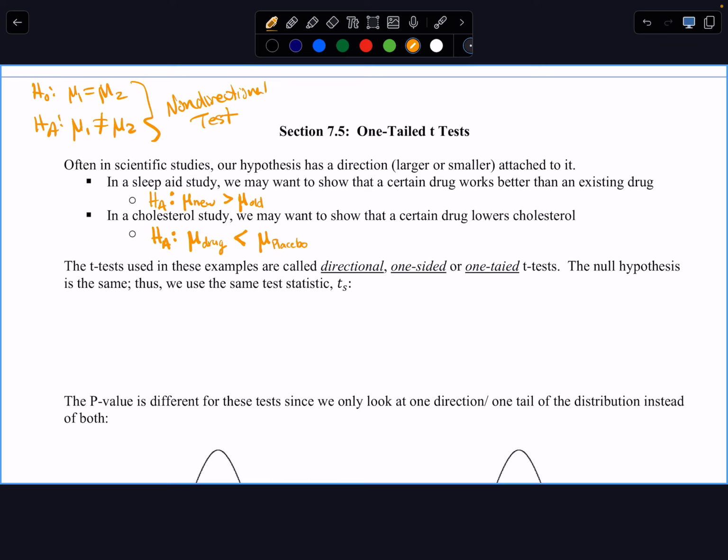So sometimes these are called directional. Sometimes they're called one-sided or one-tailed t-tests. All right? All of those terms are synonyms, right? So if you see them, we're talking about a one-tailed t-test, and the alternative is either going to be a greater than or a less than. The alternative would not be not equal to. Okay?